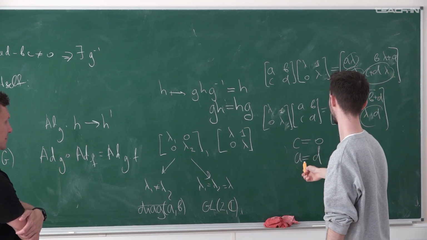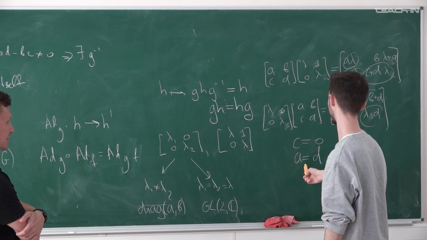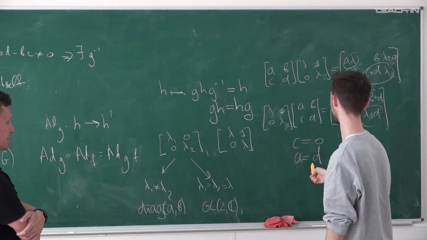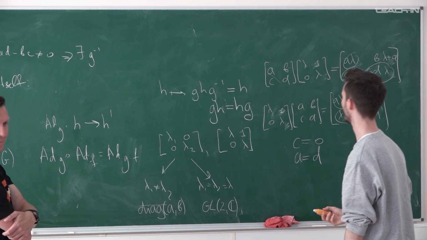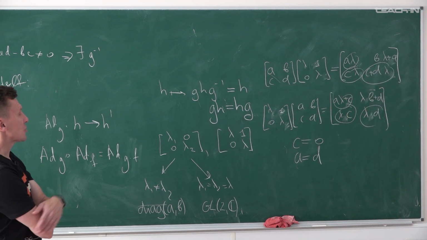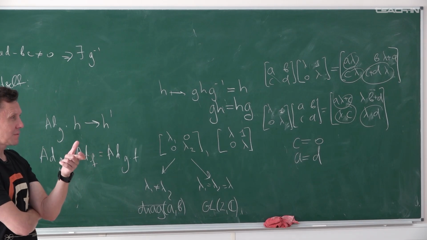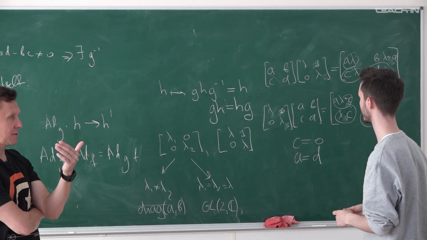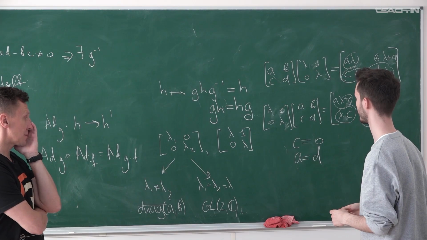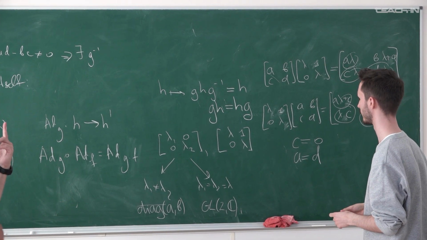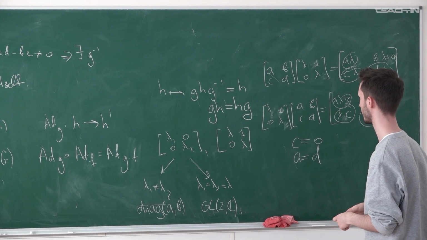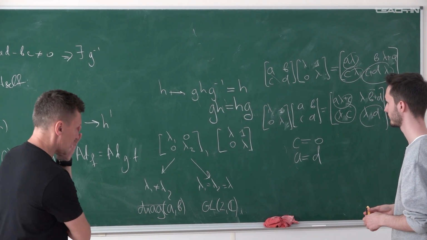It's just upper triangular matrices with the same diagonal. So it's a Jordan block in the same basis, but maybe with different eigenvalues. Only one eigenvalue, because it's a Jordan block. Okay.